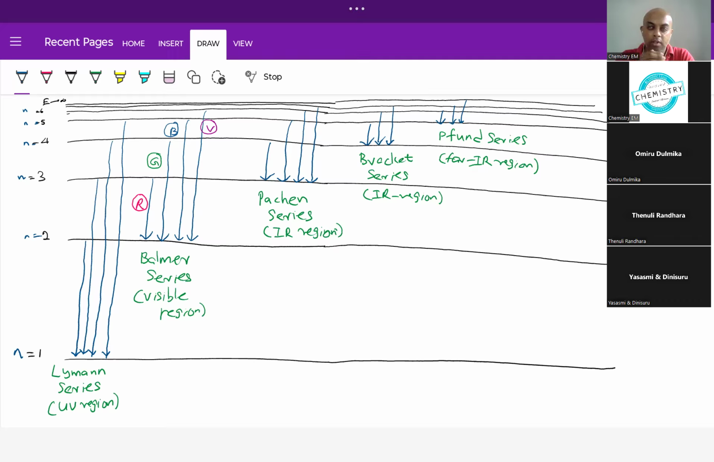Right. Let's write down. Complete hydrogen emission spectrum can be drawn as follows.